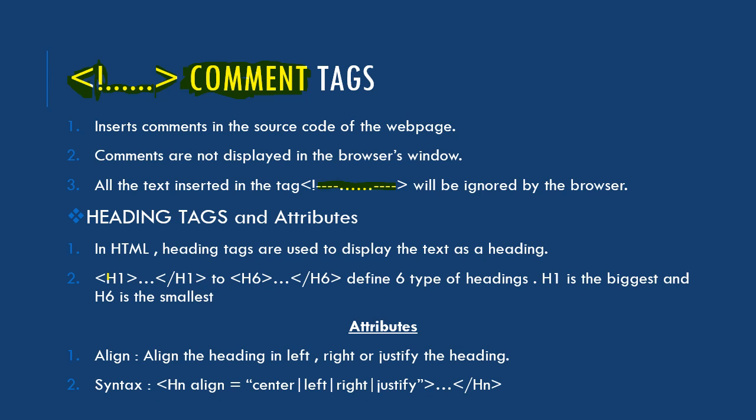And then there are attributes. We can align the heading to left, right, center, or justify the heading. The syntax is simple. HN, where N is from 1 till 6, so it can be H2, H3, H4, H5 and so on till H6. So HN, and then we write align, then we write center, left, right, or justify, and then we close it with the HN tag.